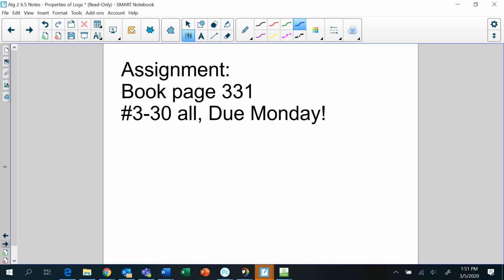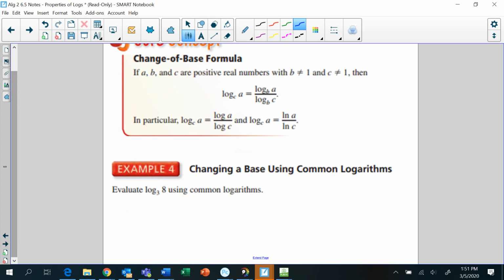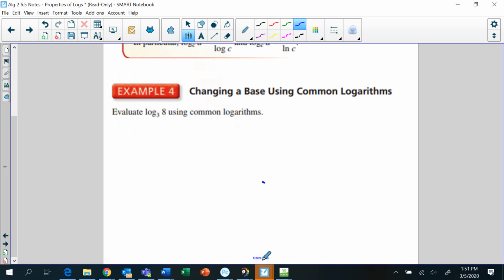Change of base formula. I did this with you guys for like a half second, and it's in the next section too. I'm not going to do a ton of these. I'm just going to show you. If you're asked to do the change of base formula, or if you want to type logarithms into your calculator and don't know how, this is one way of doing it.